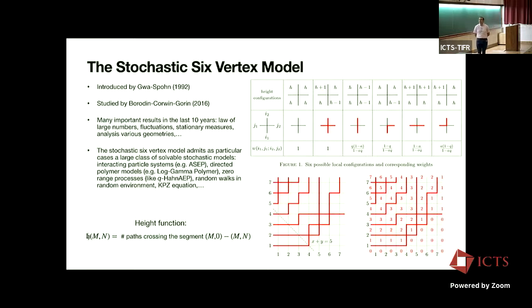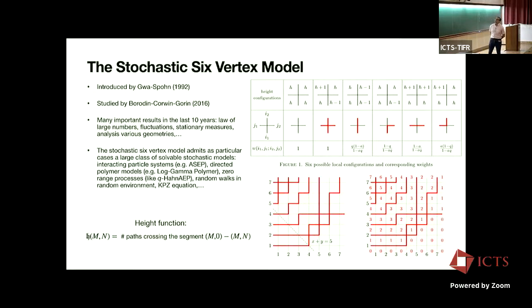But yesterday, I learned that actually a similar derivation was done slightly earlier by Dhar, I was told, but as was mentioned before, the notes are in some obscure Indian library. So I didn't know this, but okay. Gwa and Spohn introduced this model; Dhar probably did not introduce the same model, but he concluded similar results.